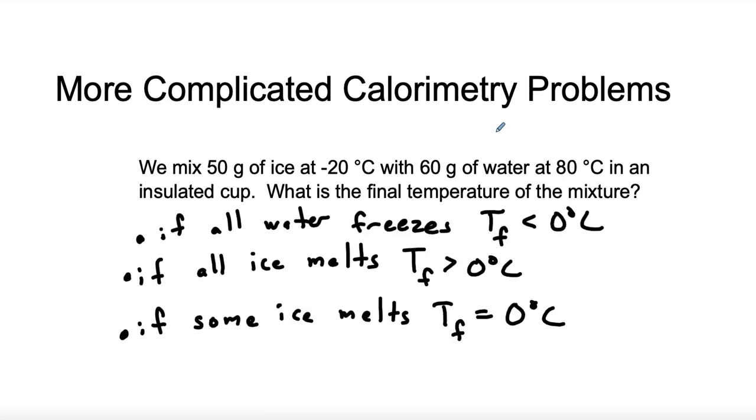So we know there's going to be some heat transfer from the water to the ice because they're at different temperatures. And so there's really three possibilities, right? Depending upon the relative amounts of the ice and the water, we could melt all the ice or we could freeze all the water, or they can meet at 0 degrees C and we may melt some of the ice. So we have to really figure out which of those three possibilities is right before we try to calculate a number for T final. So let's do that part first.